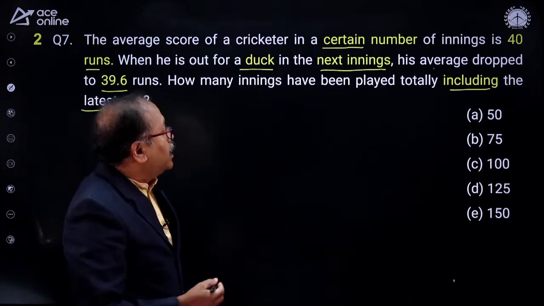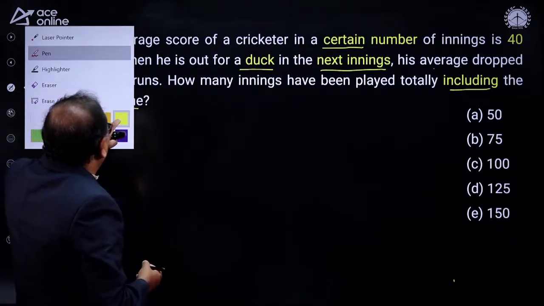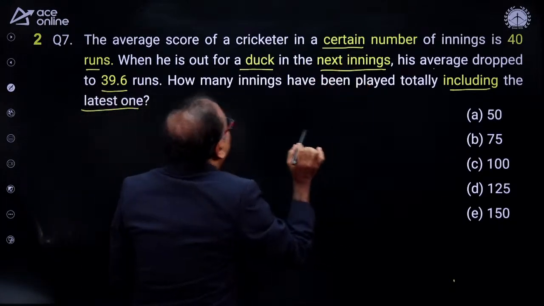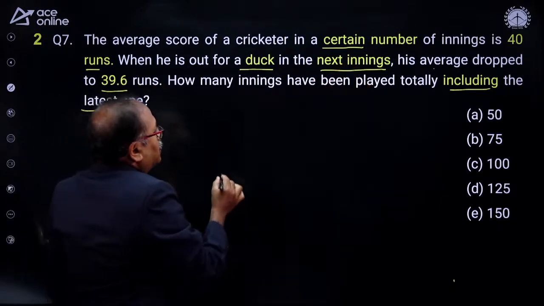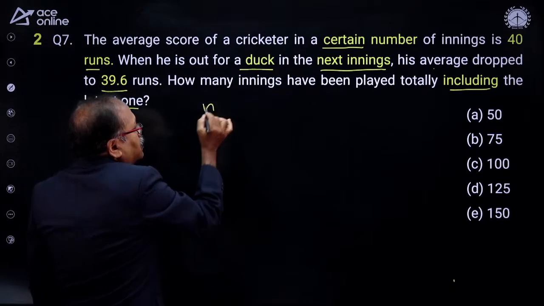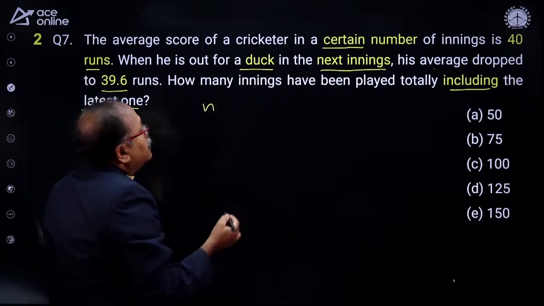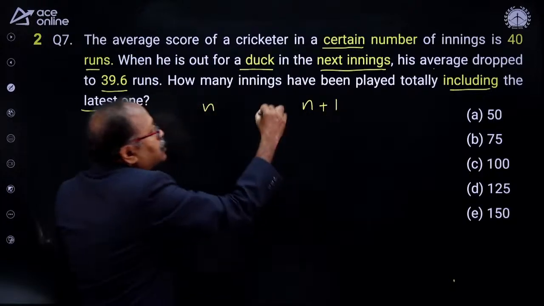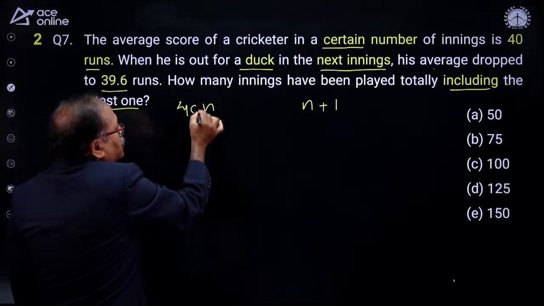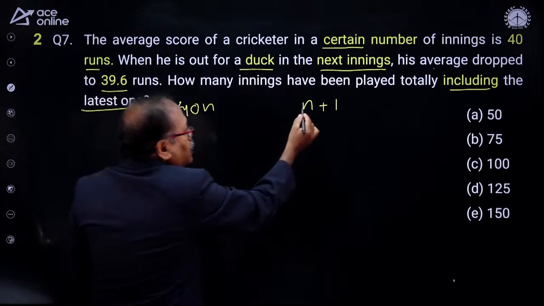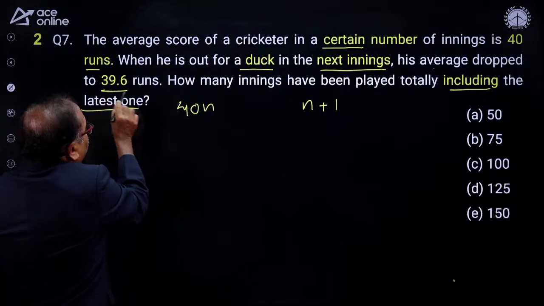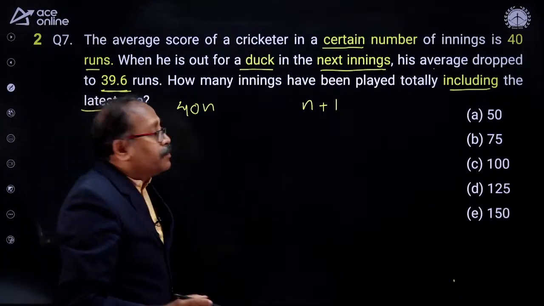Okay, so I'll answer this question to a certain extent and then I will check how many of you have answered it. Certain number of innings, the average is 40 runs. So let's assume that initially the number of innings was n. He plays one more innings, that is n plus 1. The initial average was 40, so the total is 40n. Now in n plus 1, he scored nothing. As a result, the average has fallen down to 39.6.